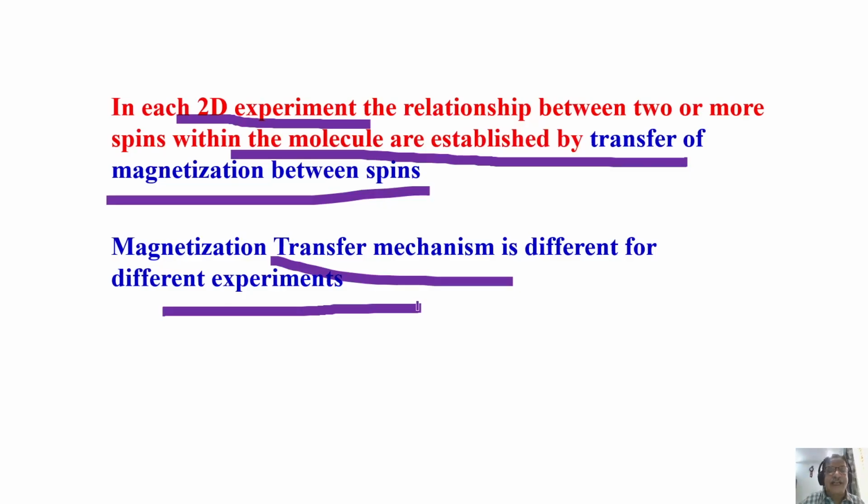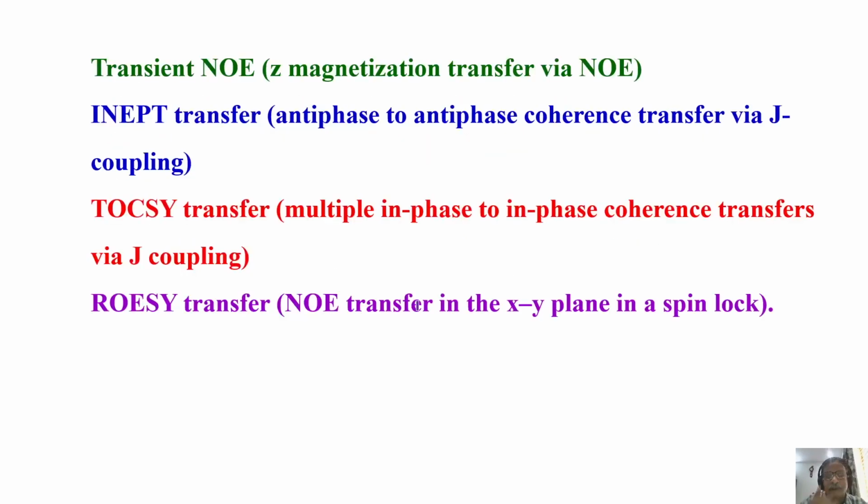What happens to magnetization along the x-axis, y-axis, z-axis, whether it is the in-phase magnetization or the anti-phase magnetization, all those things you can understand by understanding how the magnetization behaves with different pulses, different delays, and which direction it is applied. So we can understand the transfer of magnetization, the mechanism of transfer. In most of the experiments, there are various ways. I'll highlight only some two or three experiments which you may need.